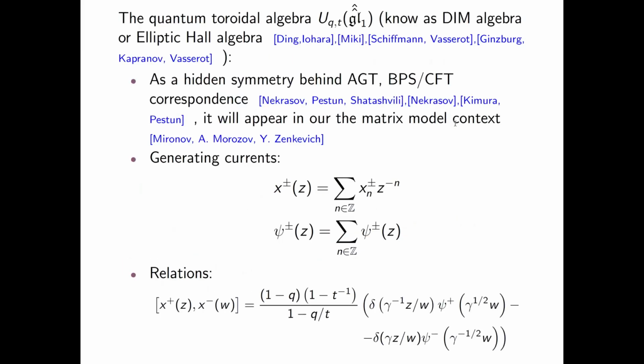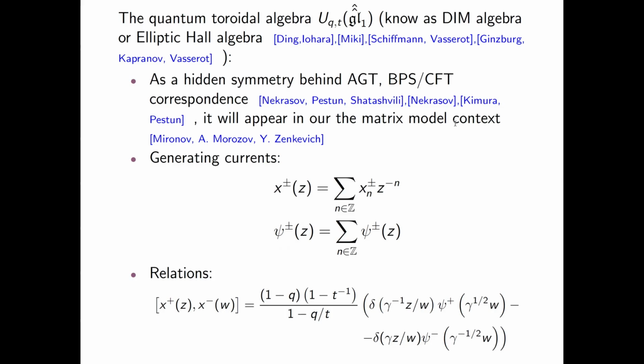And basically, the idea is to use the fact that these operators come from the quantum toroidal algebra to solve this equation. So I'm going to almost skip these slides. The quantum toroidal algebra is well defined. There are many names for it. It was rediscovered many times. It's known as the Ding-Iohara-Miki algebra, as the elliptic Hall algebra, and other names. And as I said, it's known to be the hidden symmetry behind these BPS/CFT correspondences.